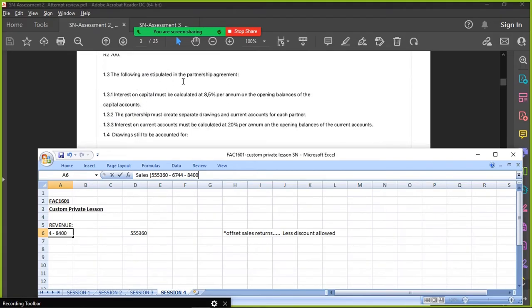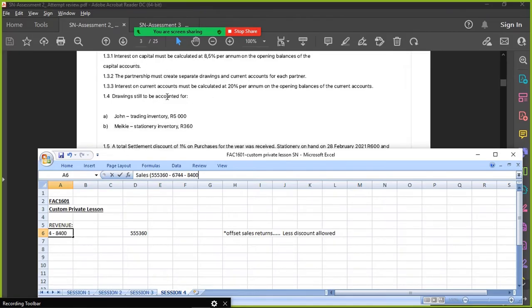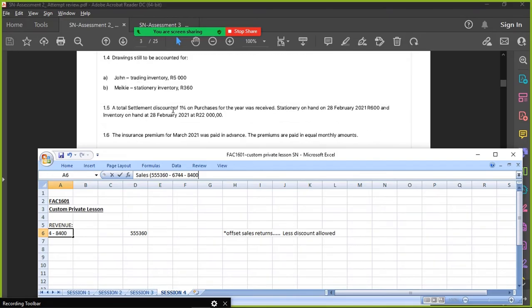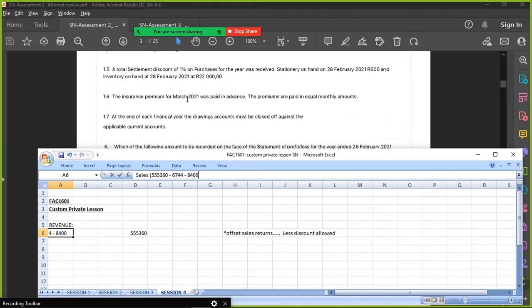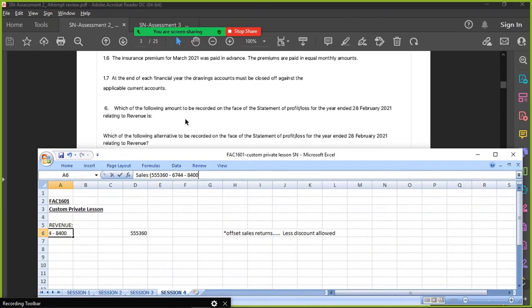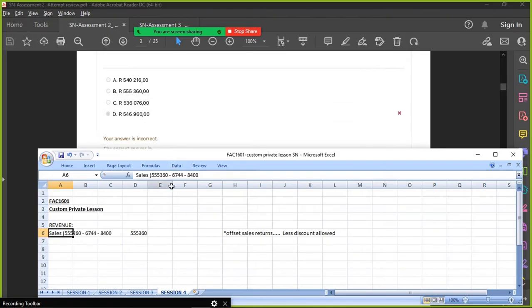Then you've got the partnership agreement, interest on capital, drawings and current accounts. Here's a note about the settlement discount. A total settlement discount of 1% on purchases for the year was received, because that's discount received. Then you've got stationery and inventory. You've got a premium here for insurance. Those accounts are closed off, that's fine. And that's it. So looking at this, the answer would be the total after subtracting those 2 figures.